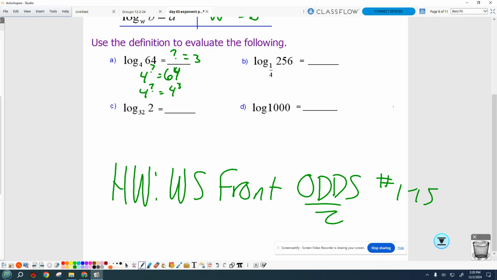So, for part A, 4 to what power equals 64? Some of you know 64 is 4 to the third, so that one's sorta okay. This one, 1/4 to some power equals 256. Anybody play 2048? 256 is... How do you get 4? Is it to the 4? Okay. Here's the third, it is 8.